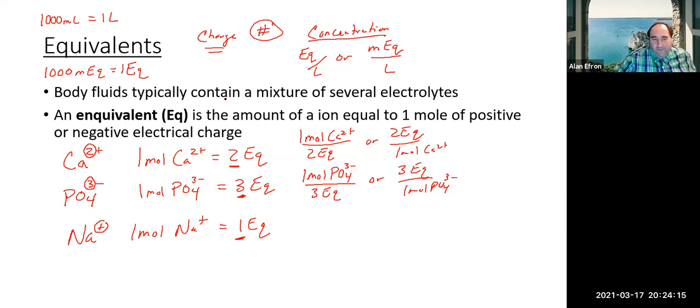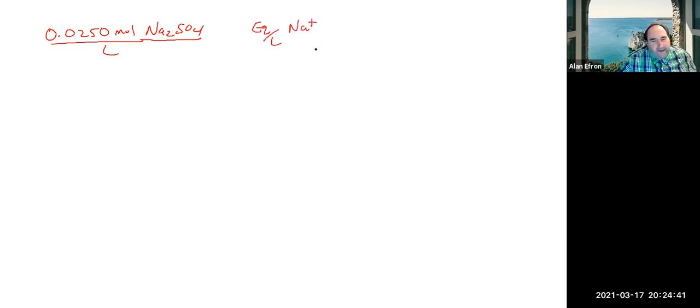So let's take a look at one here. Let's say we had a 0.025 moles per liter solution of Na2SO4. What we want to know is what is the equivalents per liter of the sodium ion and the sulfate ion? And we'll do both. What is the milliequivalents per liter of the sodium ion and the sulfate ion?